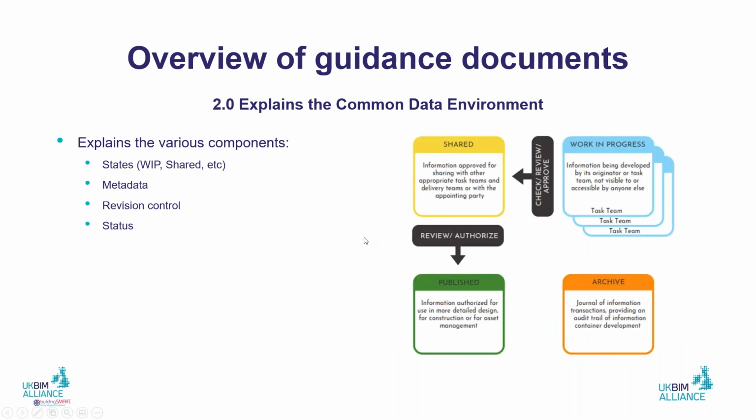Section 2 is a very good section, which explains the common data environment. And what it tries to take you through is all the various different components that make up a common data environment, both in terms of the process and the solution that make a common data environment. It goes through the process that we're very familiar with, going from work in progress to shared through to published and archive, but it also covers the metadata that's required. And more importantly, how the revision control is supposed to work and the statuses that are supposed to be used.